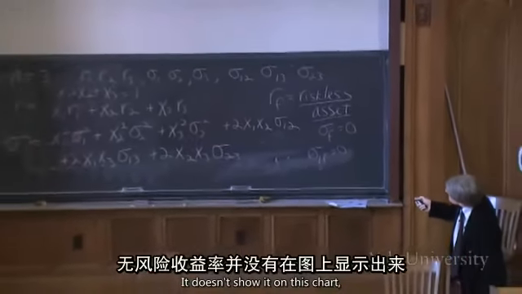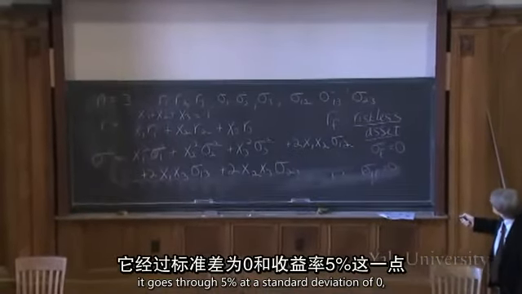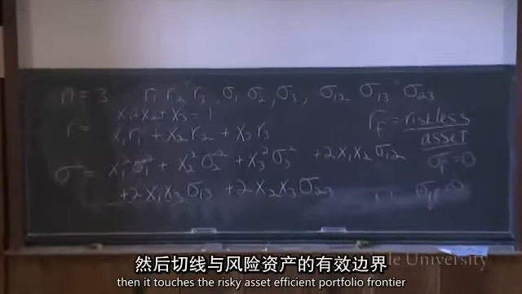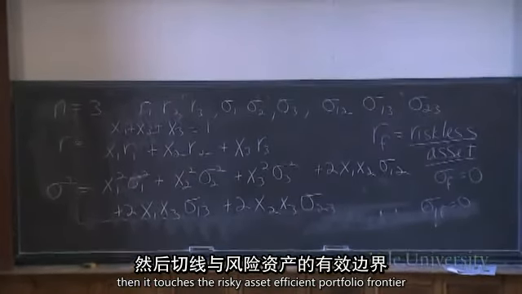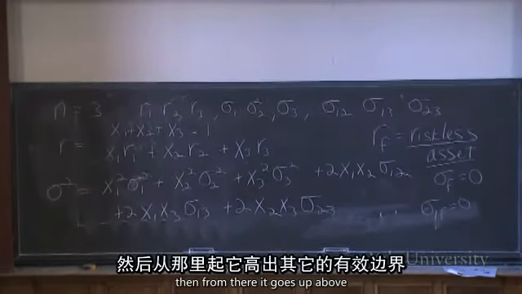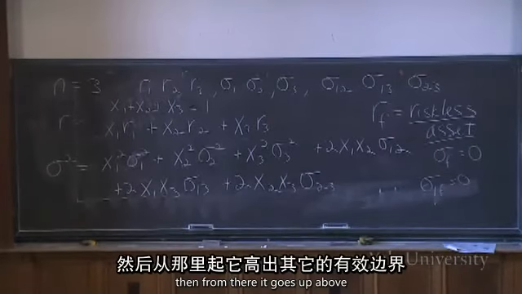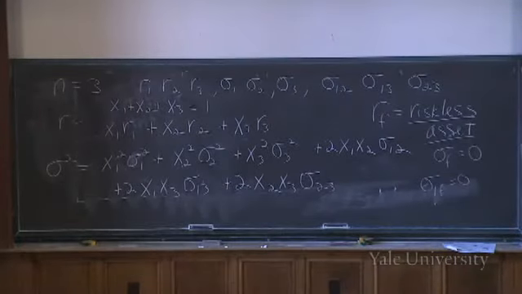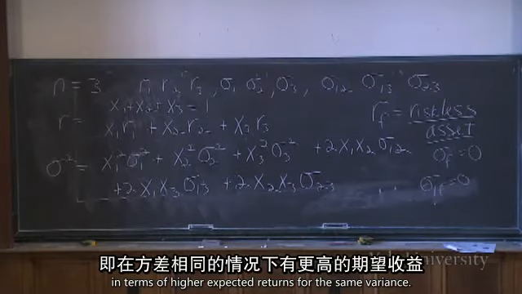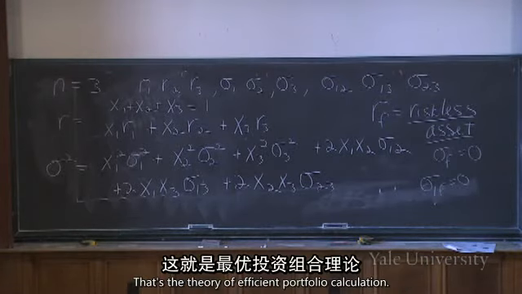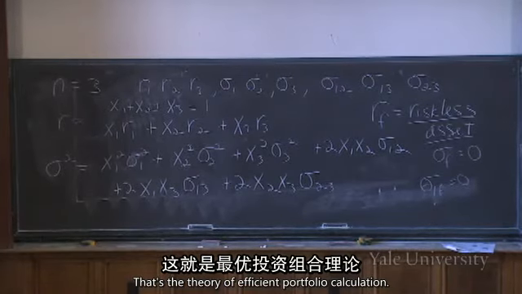It doesn't show it on this chart. It goes through 5% at a standard deviation of 0. And then it touches the risky asset efficient portfolio frontier at one point. And then from there it goes up above, in terms of higher expected return for the same variance. So that's the theory of efficient portfolio calculation.